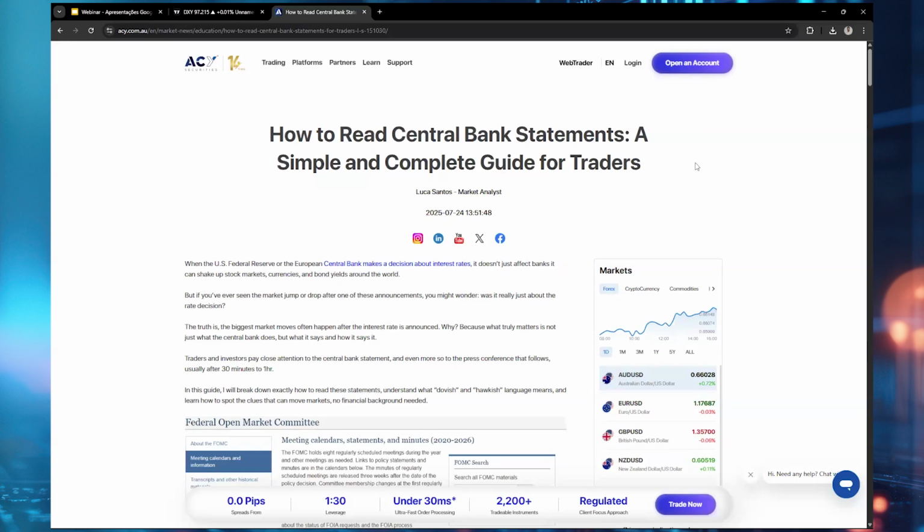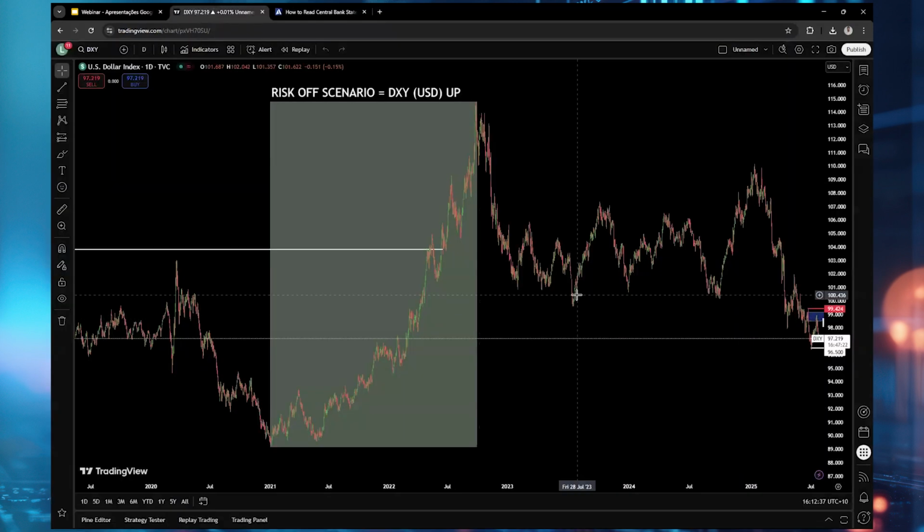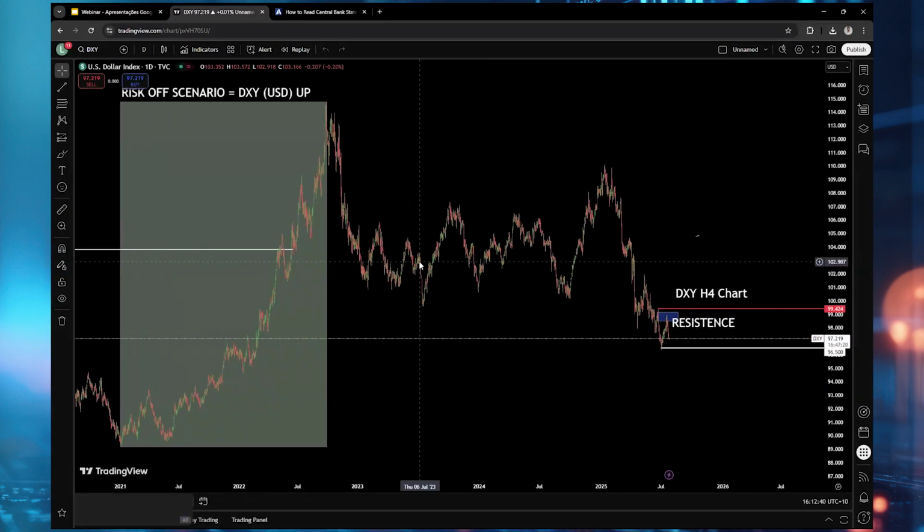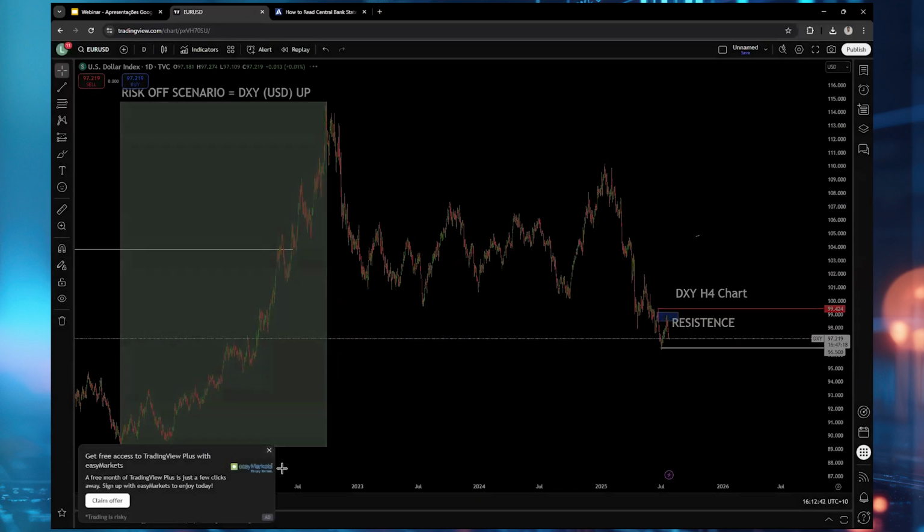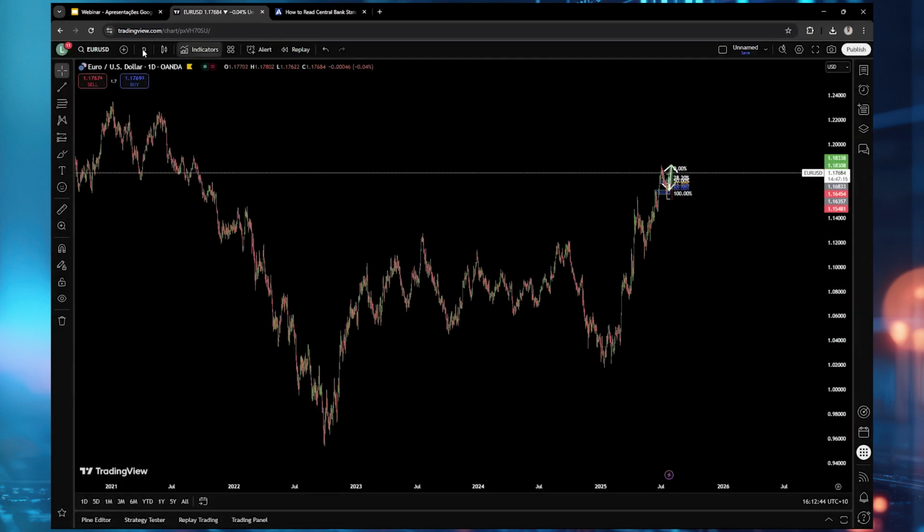So that is really what we're going to be discussing today, talking about the central bank. Then we're going to be having a look into the euro dollar. So first and foremost, let me share the trades that we had yesterday.